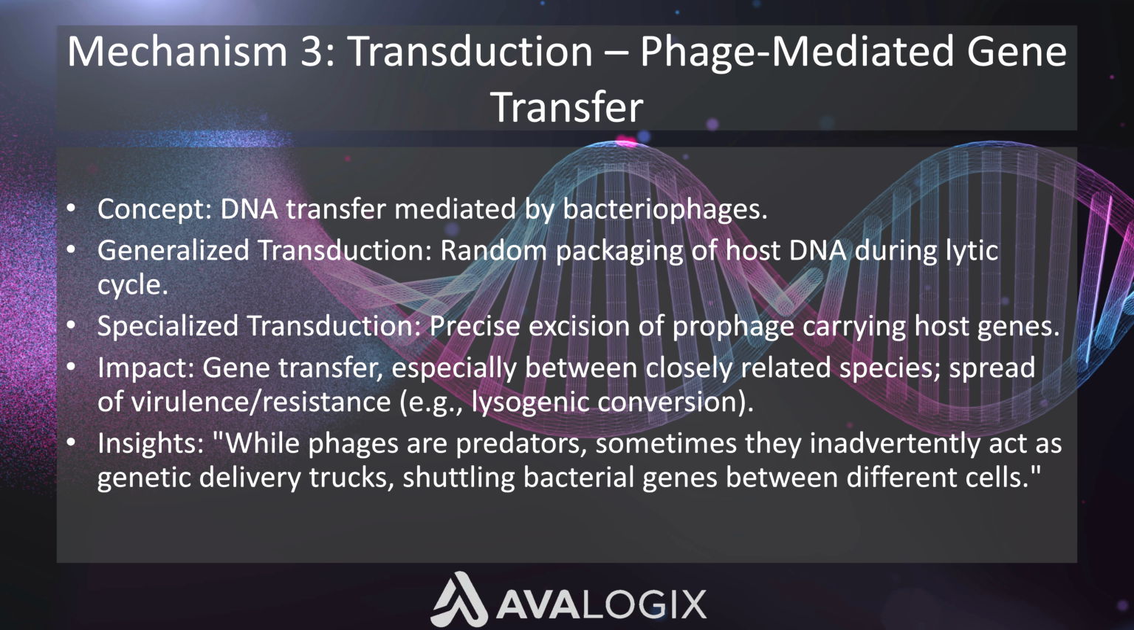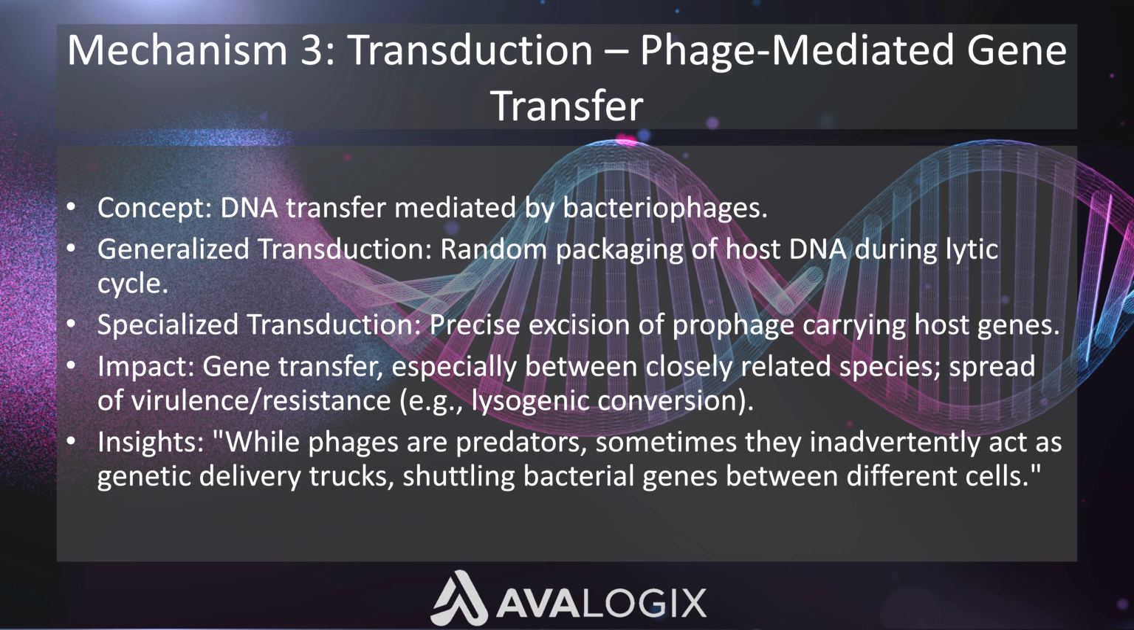A well-known example is lysogenic conversion, where prophages introduce new traits. Vibrio cholerae gains the cholera toxin gene from a prophage. E. coli O157:H7 gains the Shiga toxin gene similarly. Ironically, while phages are bacterial predators, they can also act as genetic couriers, inadvertently shuttling useful DNA between cells.